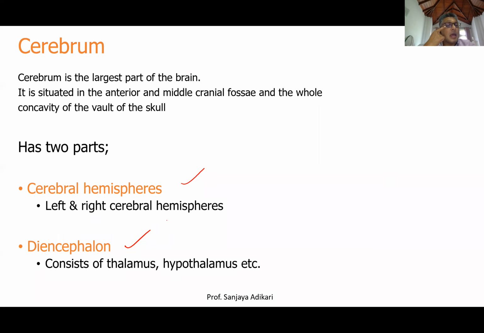Now you might wonder what the diencephalon is. It's none other than the thalamus and the hypothalamus taken together with two other structures. I'll get back to it again later. But the main two parts of the diencephalon are the thalamus and the hypothalamus.